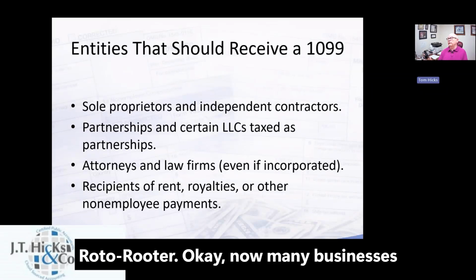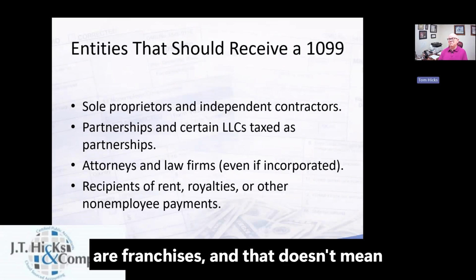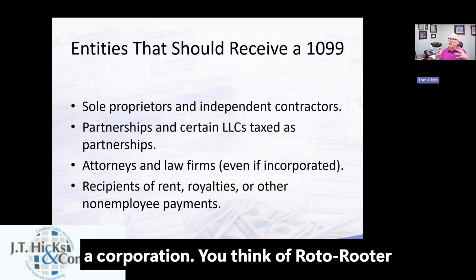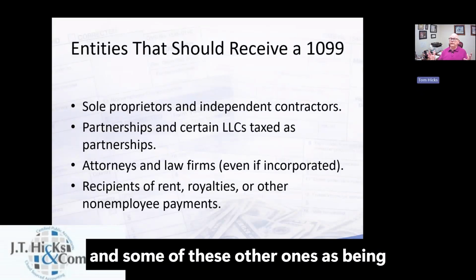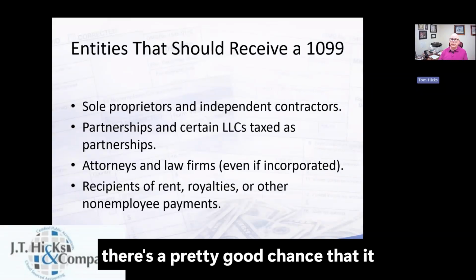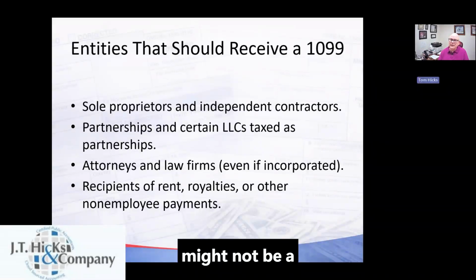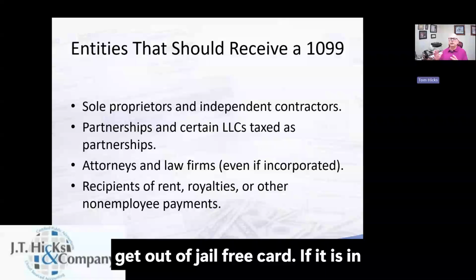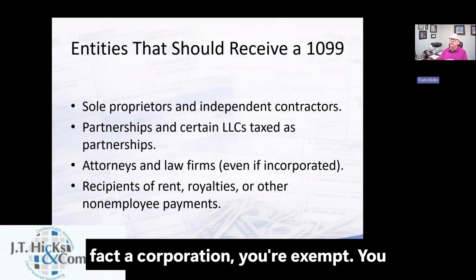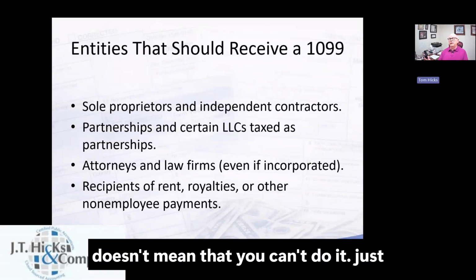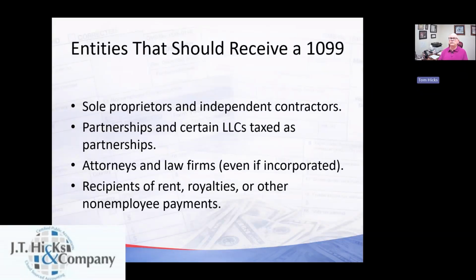Many businesses are franchises, and that doesn't mean that the local operator is operating as a corporation. You think of Roto-Rooter and some of these other ones as being corporations, but if it's a franchise, there's a pretty good chance that it might not be a corporation. So that's usually the get out of jail free card. If it is in fact a corporation, you're exempt. You don't have to send them a 1099. That doesn't mean that you can't do it. It just means you don't have to do it.